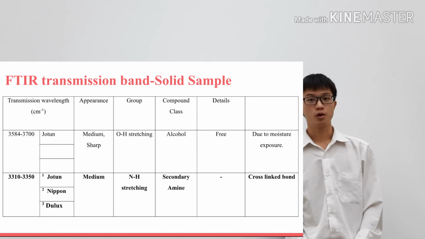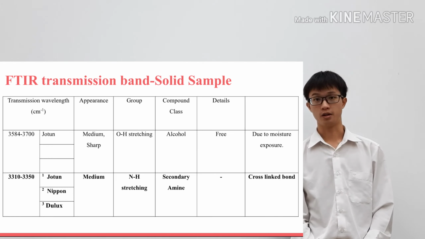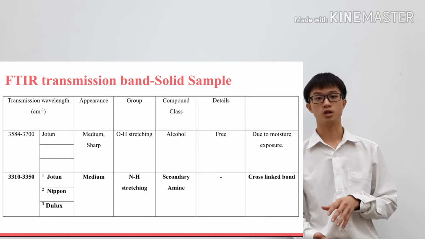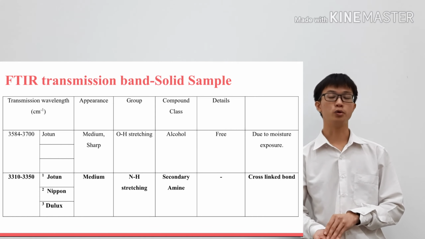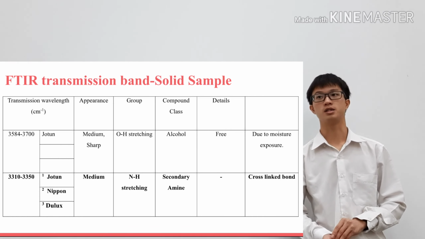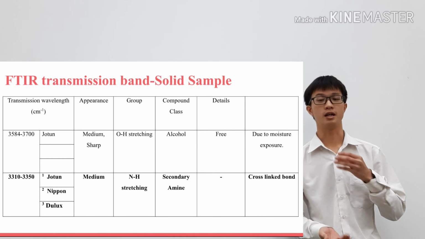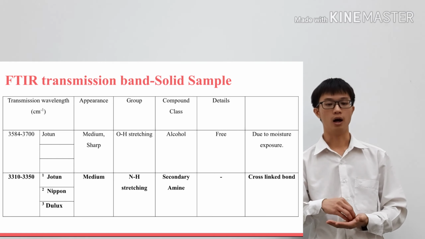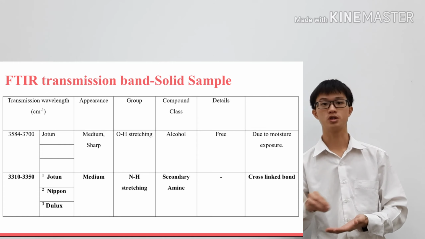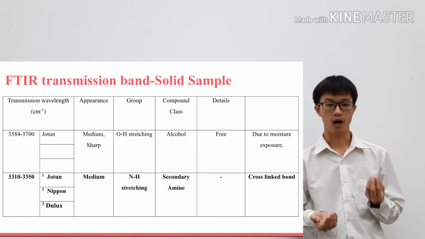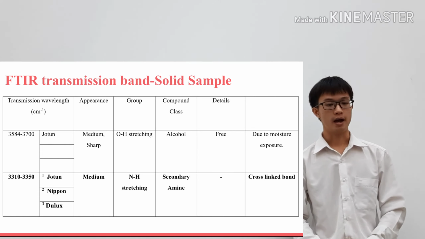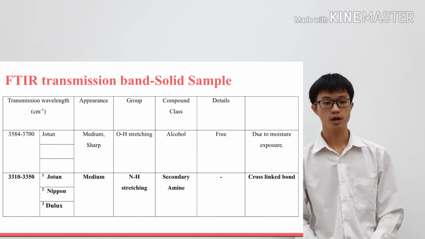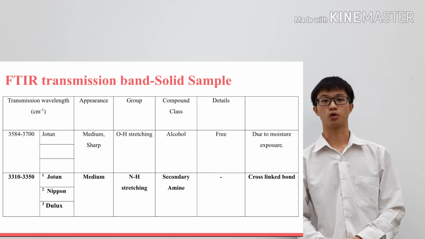So in the range of 3,584 to 3,700, we have O-H stretchings, which is alcohol, and it is only shown in the Jotun sample. This shows that there's a little error that happened during the drying process, where moisture is not fully dried, and also we have an N-H group, which is a secondary amine, and this is also a cross-link bond.